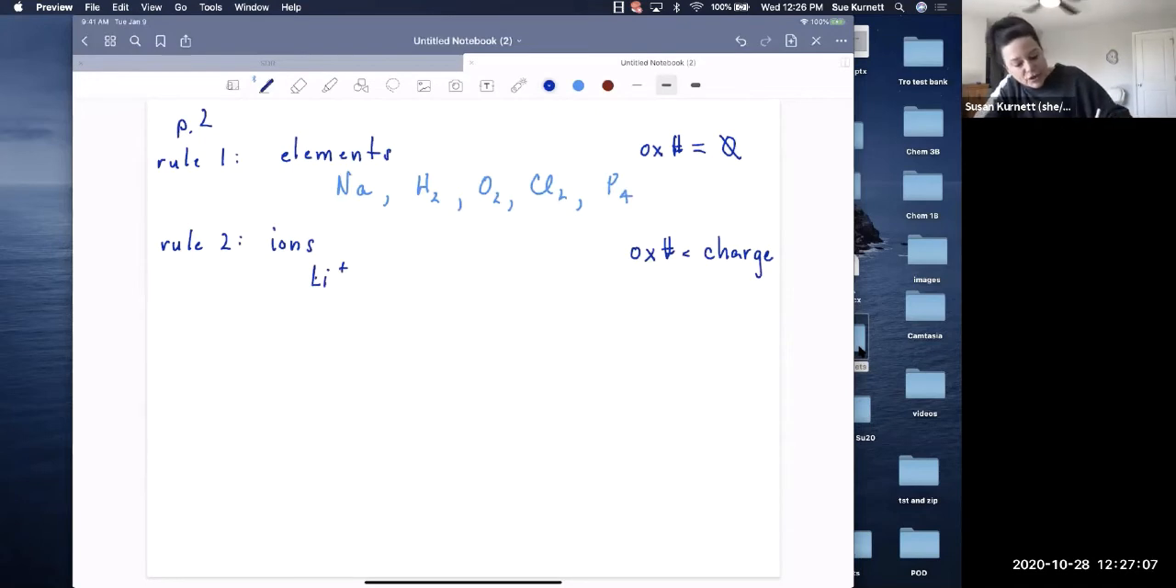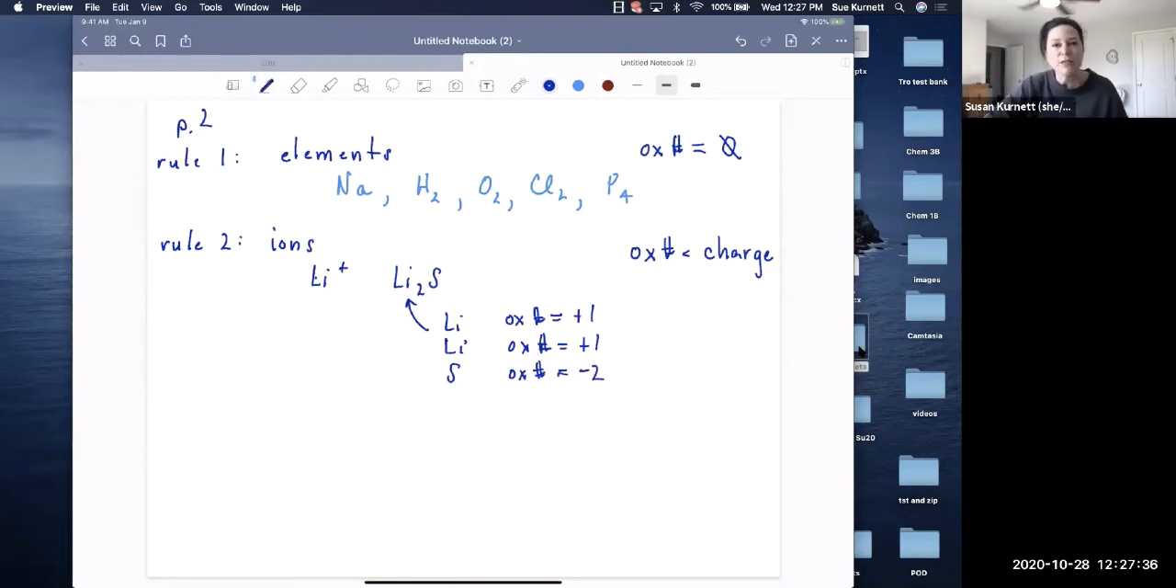Sometimes we can't see the charge. Here I have lithium and lithium sulfide. It's an ionic compound, which is made of ions, and so I know the charge is +1 for the lithium atoms here. Each lithium has an oxidation number of +1. The sulfur has an oxidation number of -2. The oxidation state is equal to the charge in an ion.